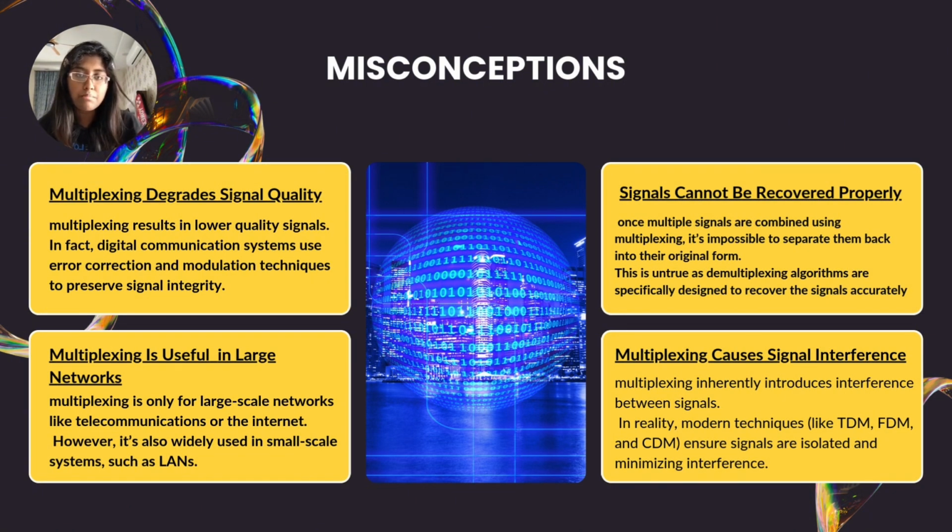Third, people have a misconception that multiplexing degrades signal quality. This is not true, since there are modern techniques such as error correction and amplitude modulation techniques to preserve signal integrity. Lastly, people assume that multiplexing is only useful in large-scale networks such as telecommunication or the internet. However, it is also widely used in small-scale systems such as LANs and embedded systems.